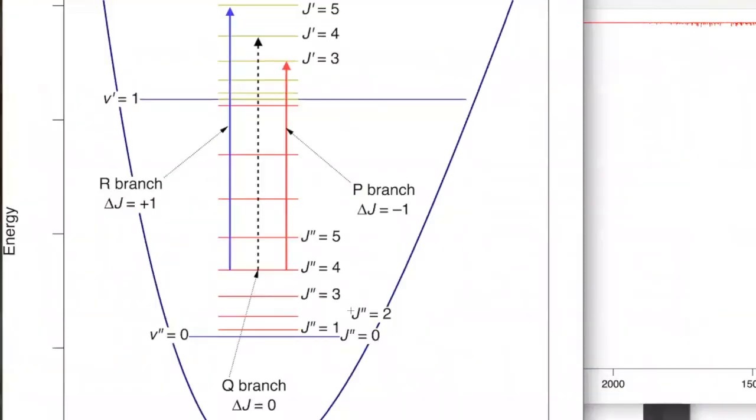All right. Let's take that diagram again, expand it up. Let's take a look at what we got here, right? The ground vibrational state is V equals 0. The first excited state is V equals 1.